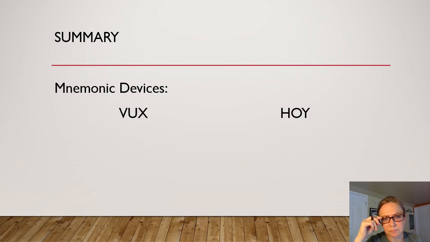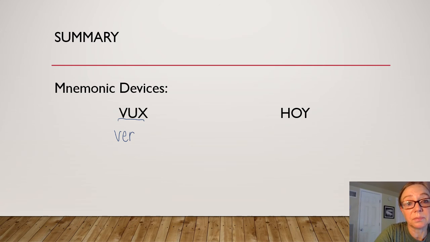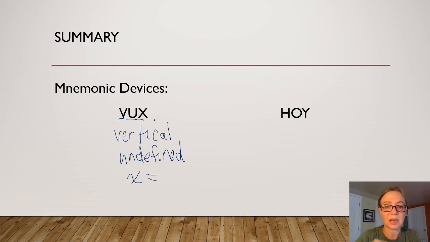In summary, I'm going to use these mnemonic devices in case you need it to help you remember. In VUX, the V stands for vertical, the U stands for undefined, and the X stands for the equation x =. Now you're going to understand the undefined part in a later video. That happens to be the slope of the line is undefined.